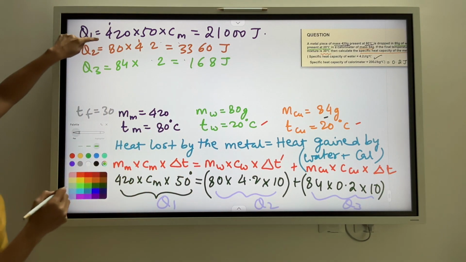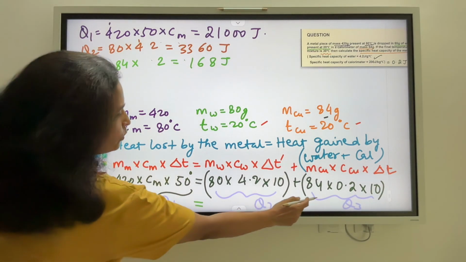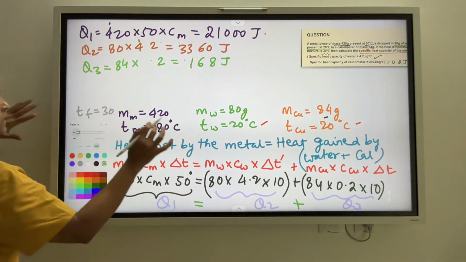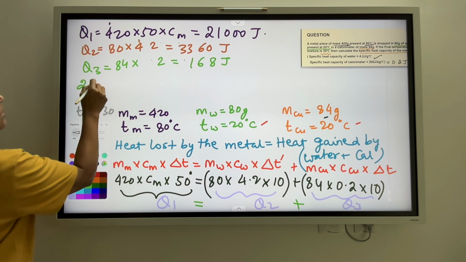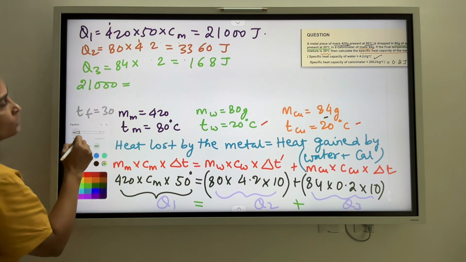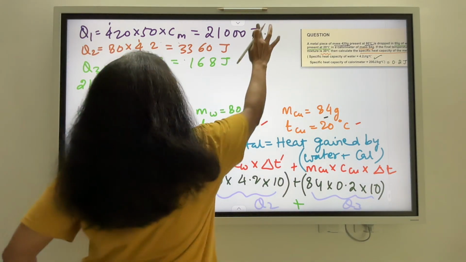Now Q1 is equal to Q2 plus Q3. So Q1 is equal to Q2 plus Q3. This is exactly what we are going to do. So let's begin. 21,000 is equal to 33. Oh, I missed the CW.